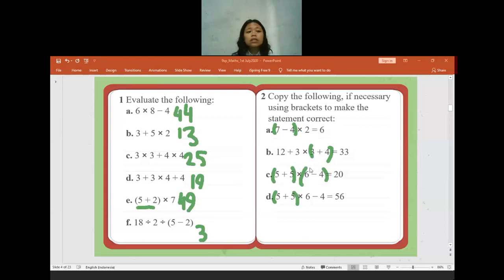Anyone saying something or no? Okay. If you have a question, put the bracket. Yes, 5 plus 5 times 6, then bracket close. No need. Have no question, teacher. Okay, because no need to put a bracket, because you already know the order that multiplication will come first.